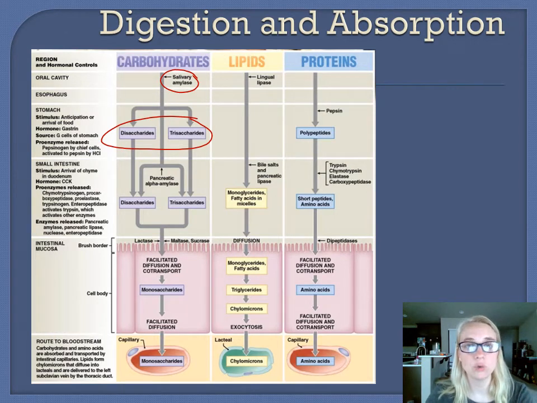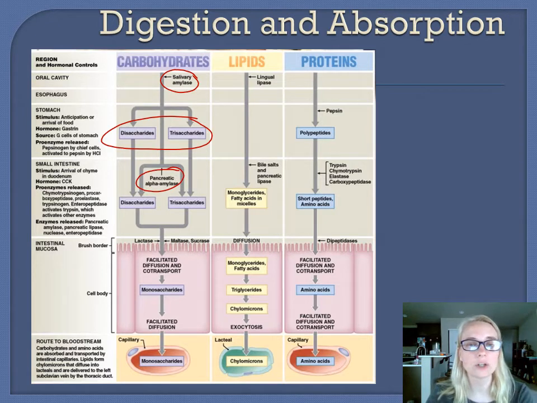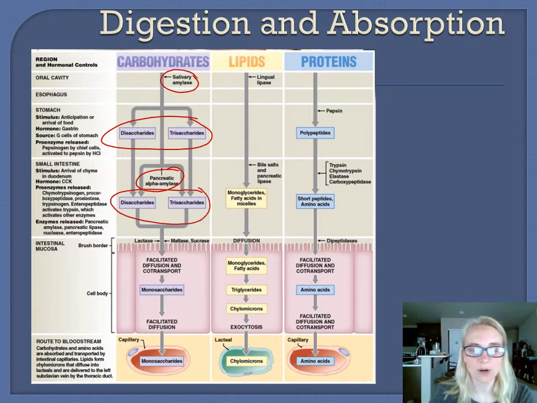Okay, so now we get into the small intestine. Buffer is released. We neutralize the chyme that's coming from the stomach. We release your pancreatic amylase right here. And now we can take our large starches, any oligosaccharides, trisaccharides into disaccharides. And so now we have our small di and trisaccharides.